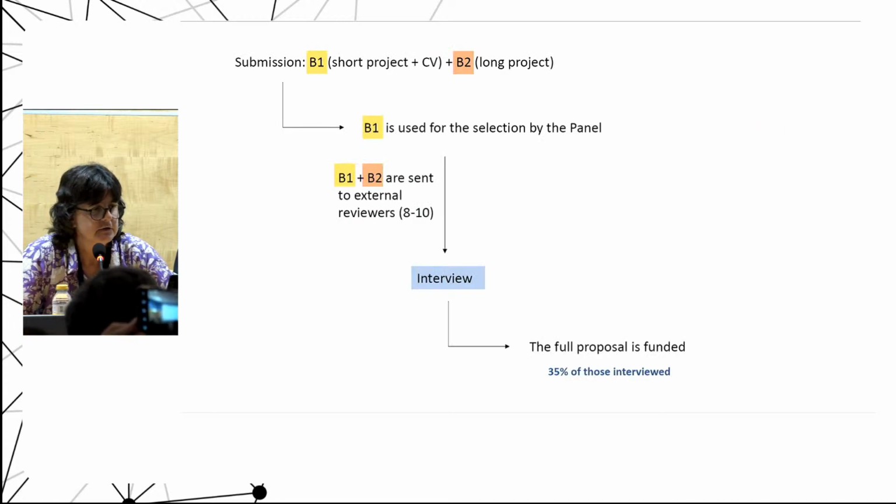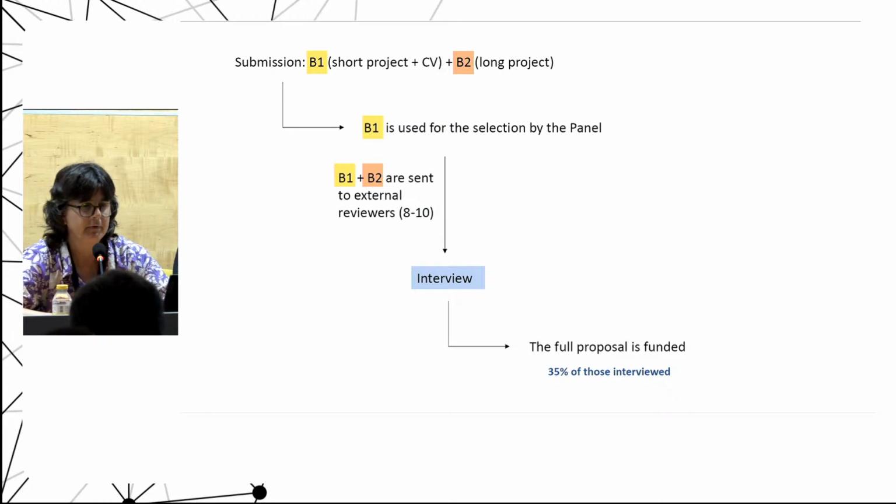So how does this go? At the beginning, some people find it quite involving to write these grants because you have to write two grants at the same time: a short one, which is called B1. It also has the CV in it and an explanation where you have to sell yourself and say why you can do this project. And at the same time, the same application time, you have to submit the B2, which is the actual project, the longer project.